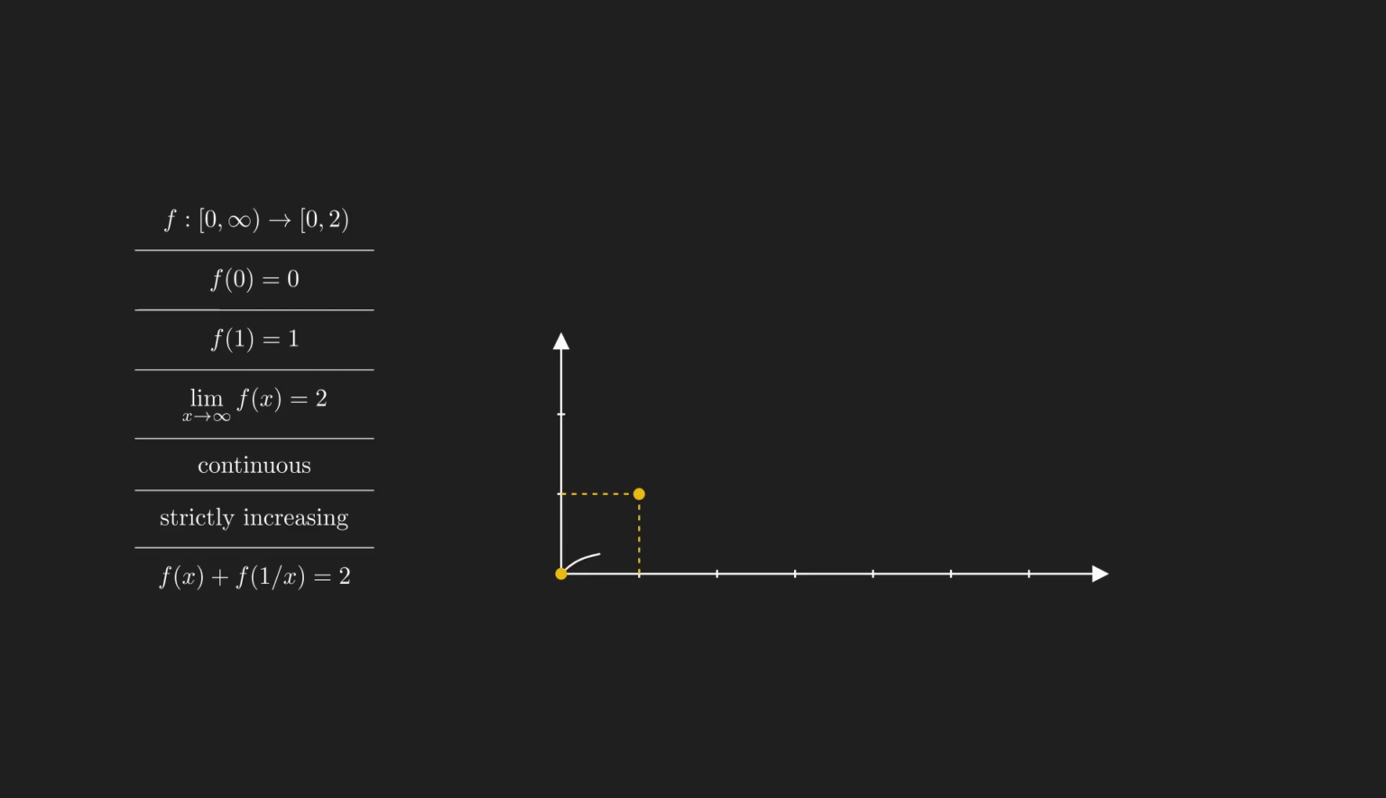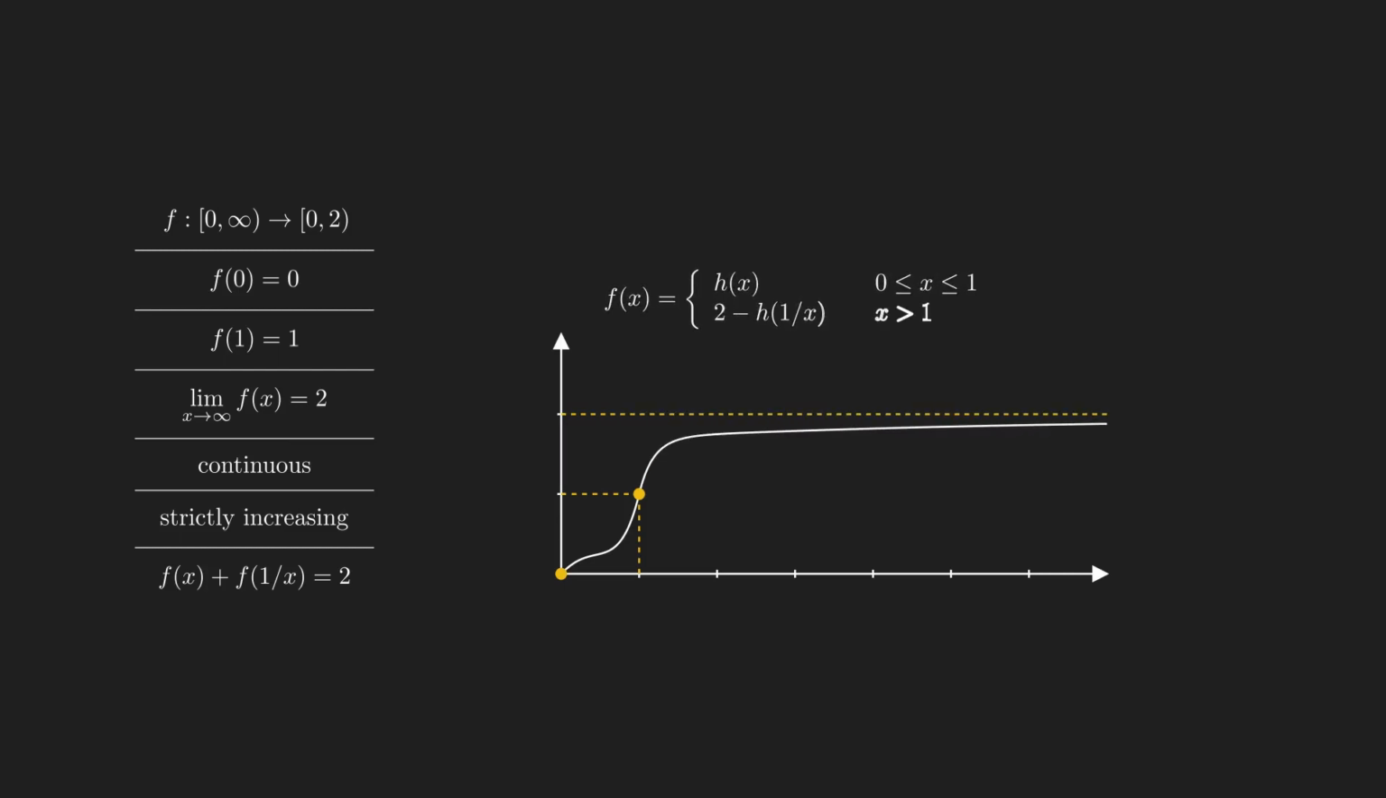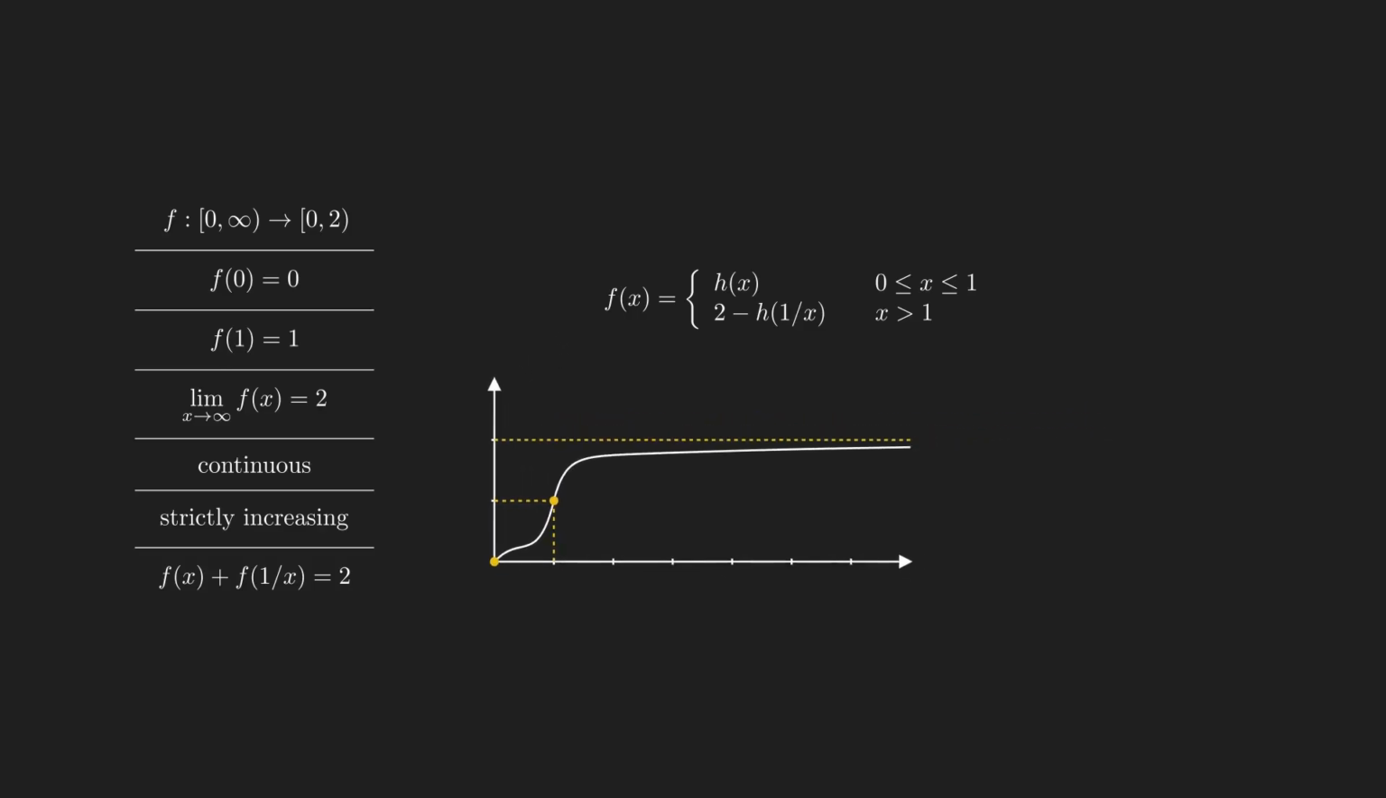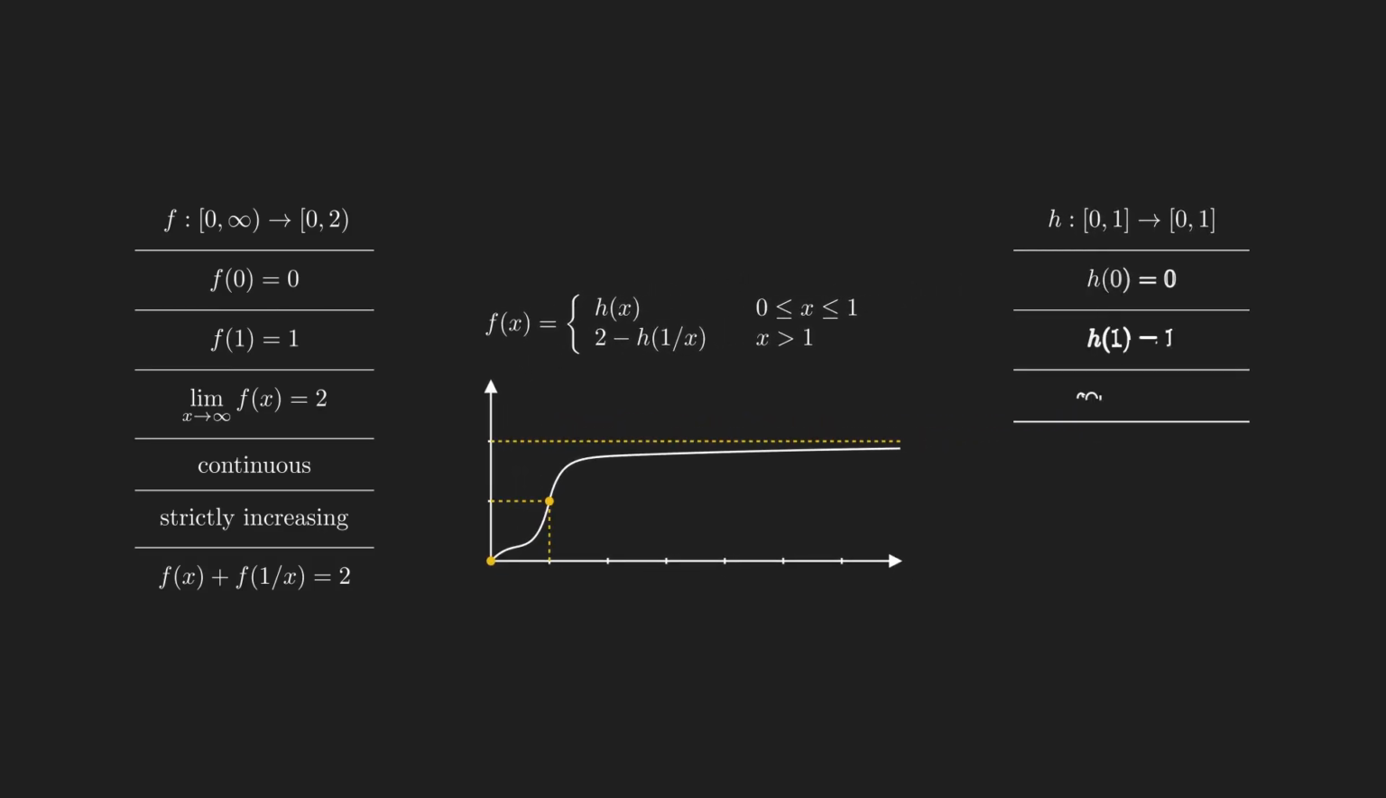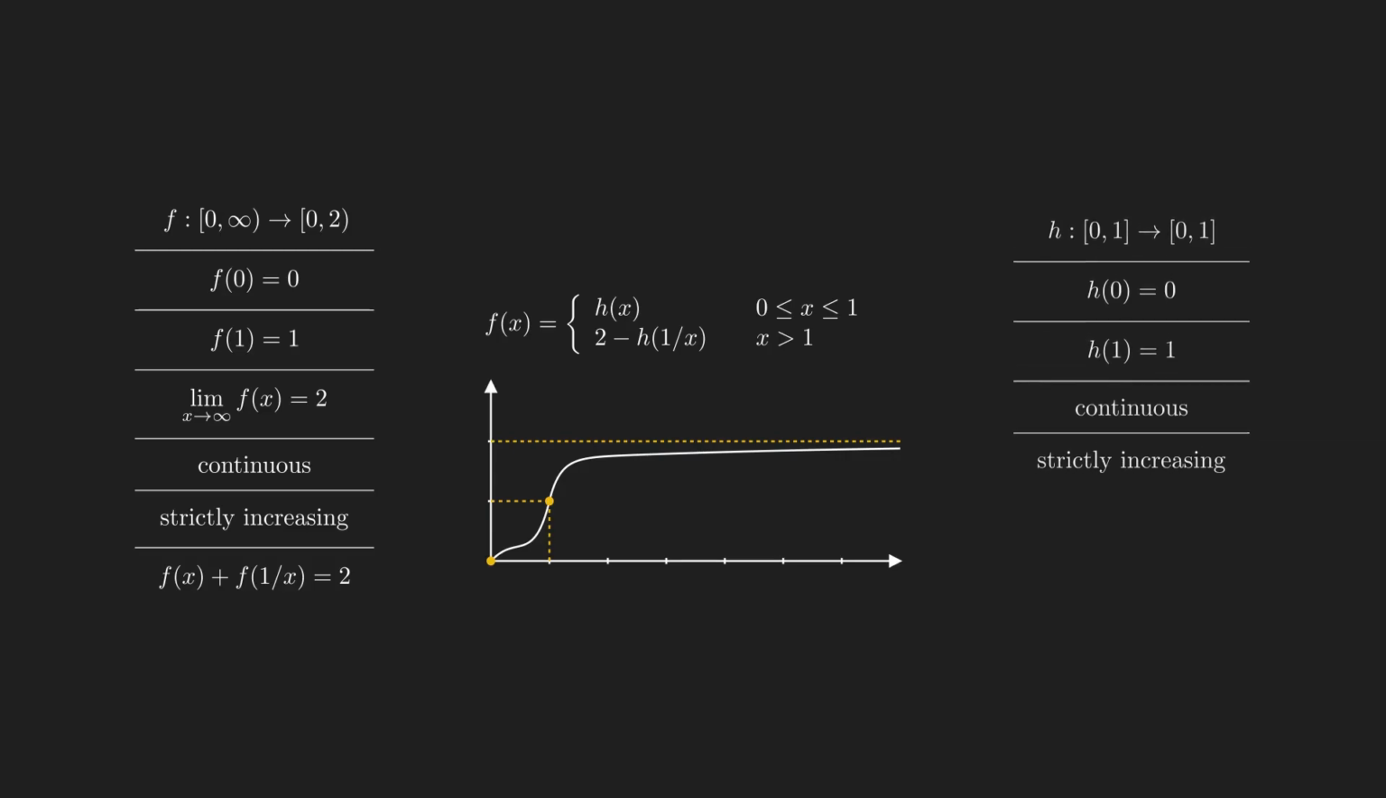Instead of drawing the line y equals x, we could draw some curve, let's call it h of x, and then continue it with the same idea we saw. It's easy to verify that if h of x satisfies these conditions on the right, then f of x, defined like this, will satisfy all the conditions on the left. The conditions on the right basically say that h of x should be a continuous and strictly increasing function that connects the origin to 1 and 1.